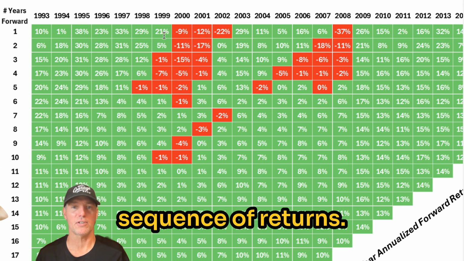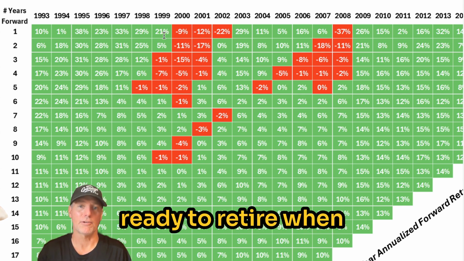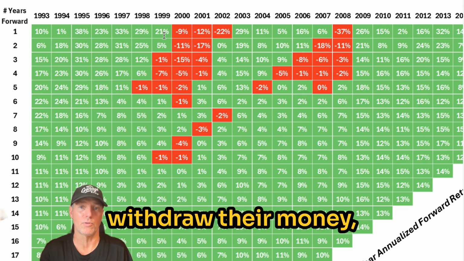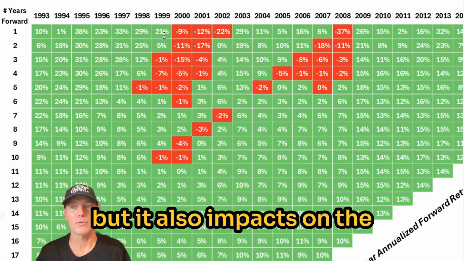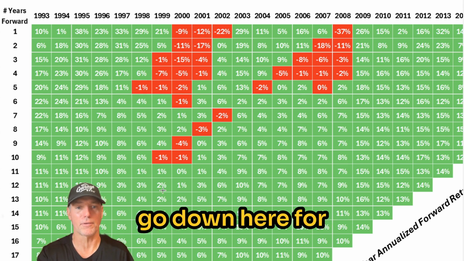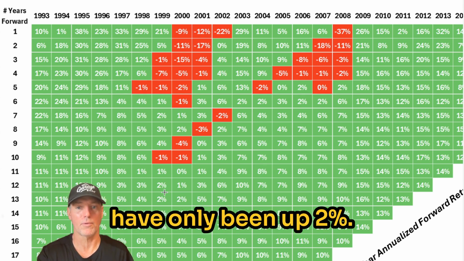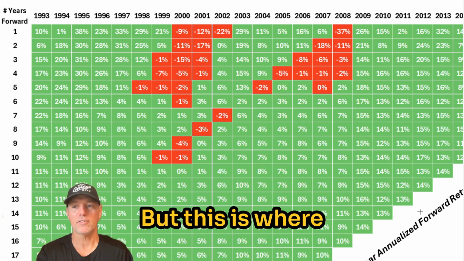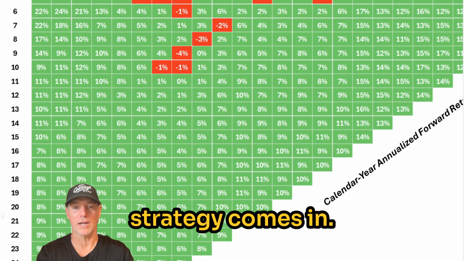People focus on sequence of returns when they're getting ready to retire, when they're getting ready to withdraw their money, but it also impacts the growth of your money. So as you can see, if you go down here for 12 years, you would have only been up 2%. But this is where the buy and hold strategy comes in.